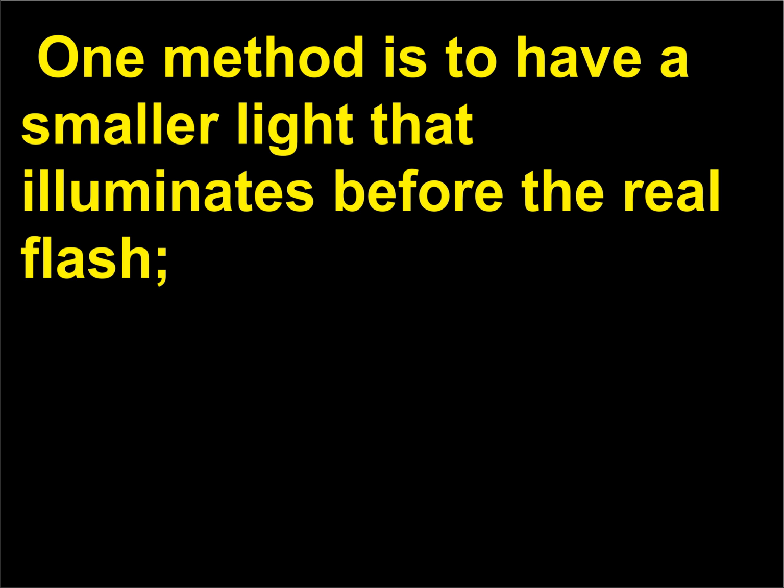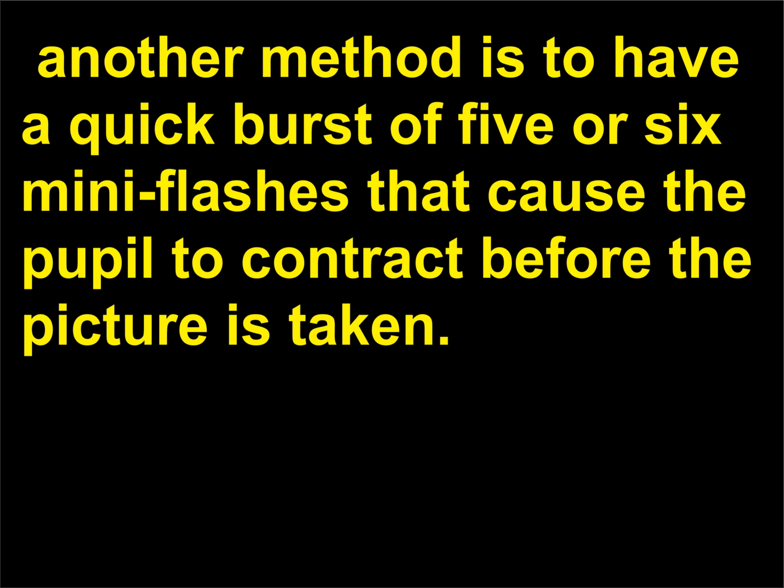One method is to have a smaller light that illuminates before the real flash. Another method is to have a quick burst of 5 or 6 mini flashes that cause the pupil to contract before the picture is taken.